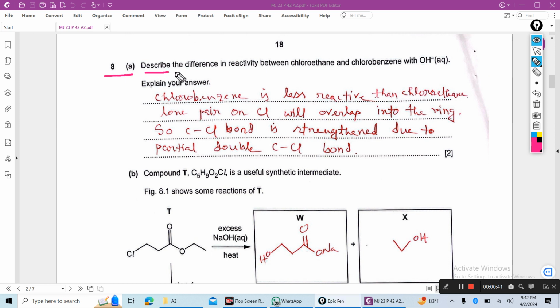A. Describe the difference in reactivity between chloroethane and chlorobenzene with aqueous hydroxide ion. Explain your answer. Chloroethane, CH3CH2Cl, and chlorobenzene, this is chlorobenzene.